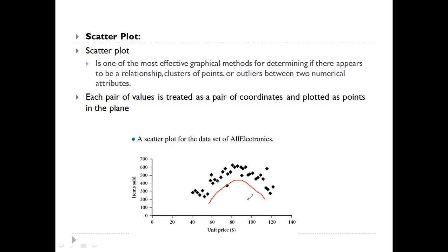By this, the representations of graphs are over. Okay, this is about basic statistical descriptions.